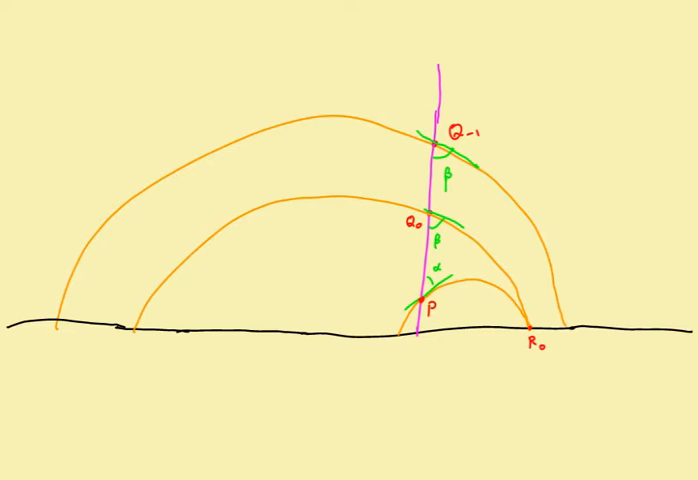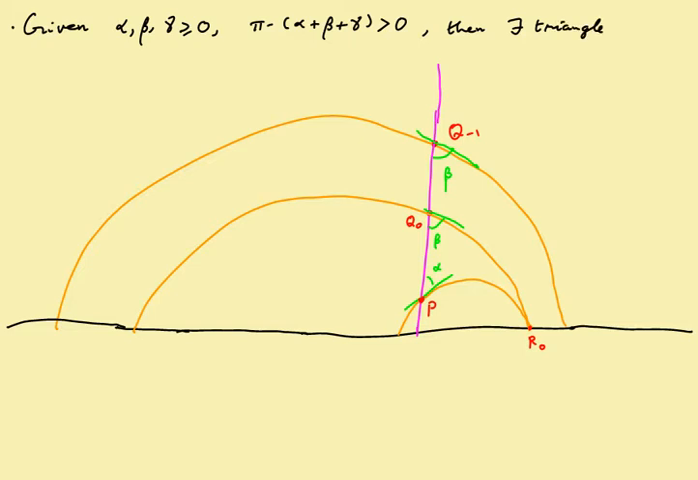Well, the first main result here, about triangles in hyperbolic geometry, is that suppose we are given alpha, beta, gamma greater than or equal to 0, with pi minus (alpha plus beta plus gamma) strictly greater than 0, then there exists a triangle, I'll call it delta alpha beta gamma, unique up to congruence, with angles alpha, beta and gamma.